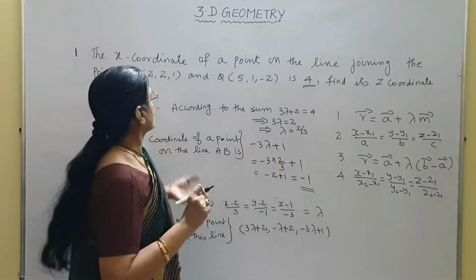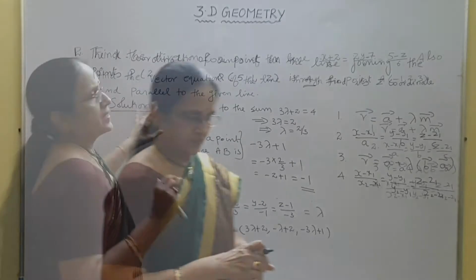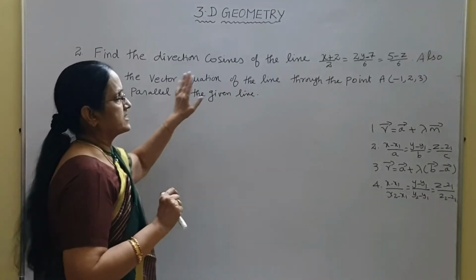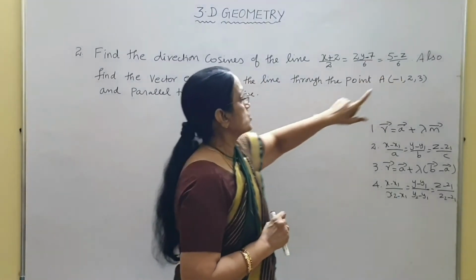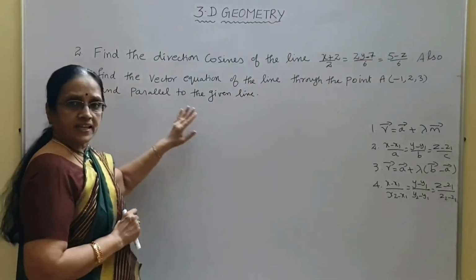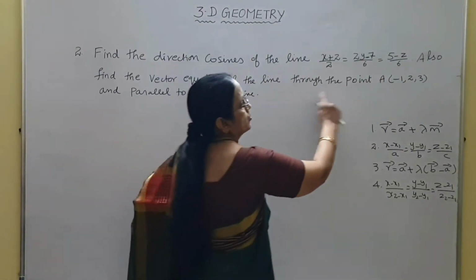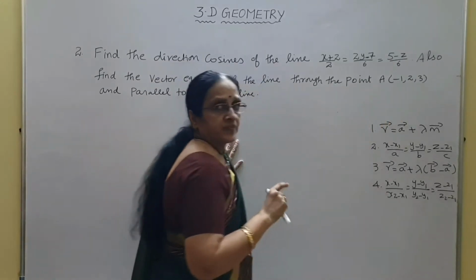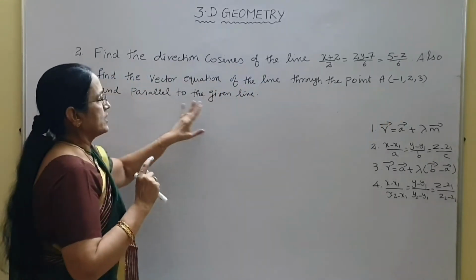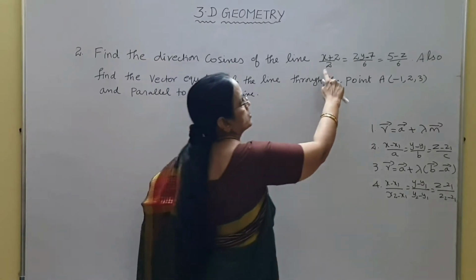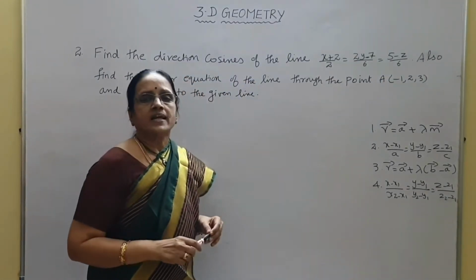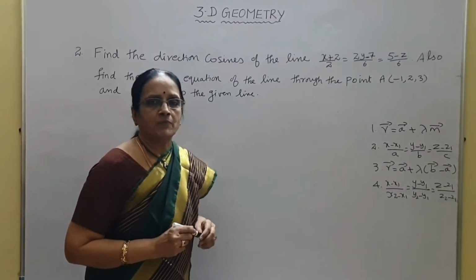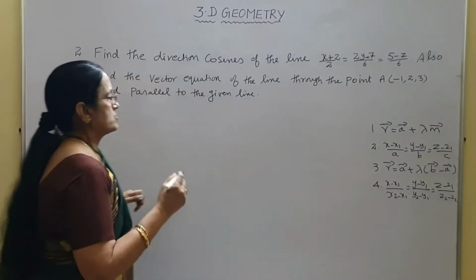Now we'll move on to question number 2. Here you need to find the direction cosines of this particular line. Also, find the vector equation of the line through the point A and parallel to the given line. This question was asked in the Delhi 2014 compartment paper. Let's do this now. Solution.